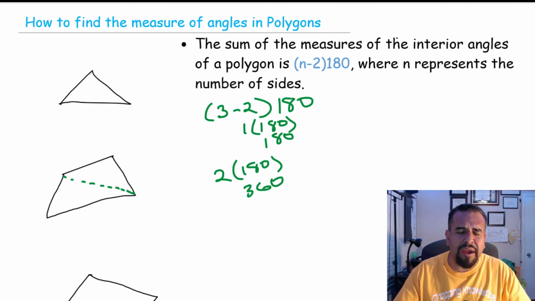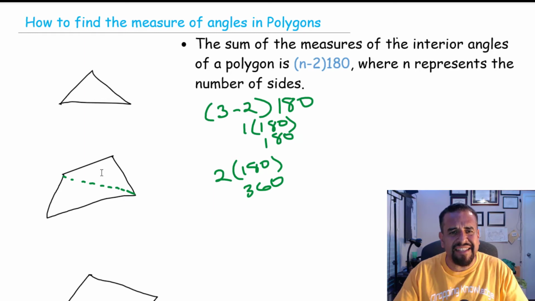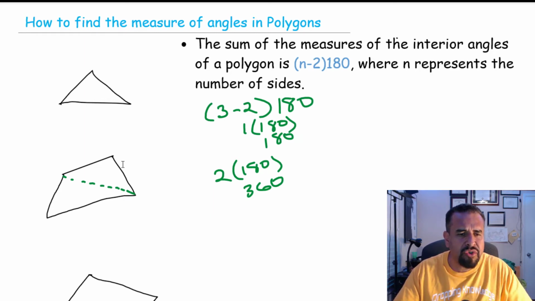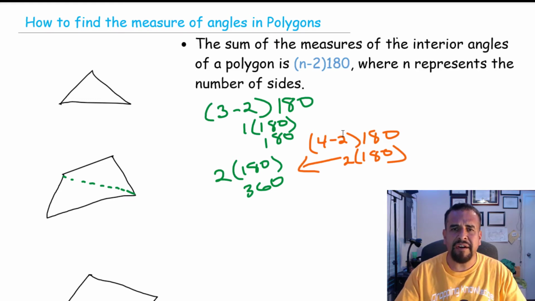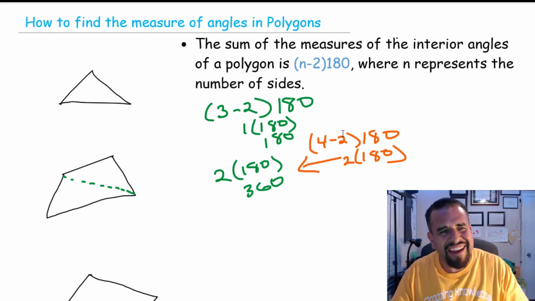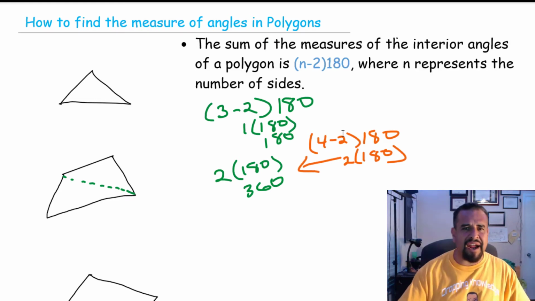So I don't have to worry about counting the sides. If I can turn it into various triangles, I can do that. Now, does that really work? Let's just count the sides. 1 side, 2, 3, 4. If I would have used the other formula, that would have been 4 minus 2 times 180, which equals 2 times 180, which is exactly what I did there. Did you see that? I'm giving you the shortcuts, all right?